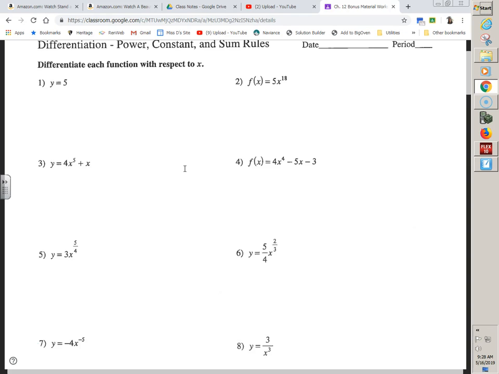I'm kidding. What's the derivative of any constant? What'd you get? 0. Right? What's the derivative of 4x to the 5th? It's what you should have already in your homework, right? What'd you guys get for number 3? 20x to the 4th plus 1x to the 0 is just 1. What'd you guys do for number 5? Did you bring down the 5/4 and get 15/4 x to the, what was the new power? 1/4, because 5/4 minus 1 is 5/4 minus 4/4. Yeah, it makes everything a lot easier.